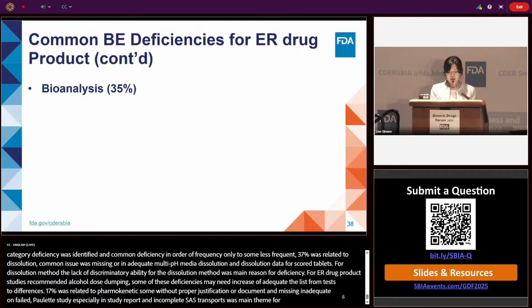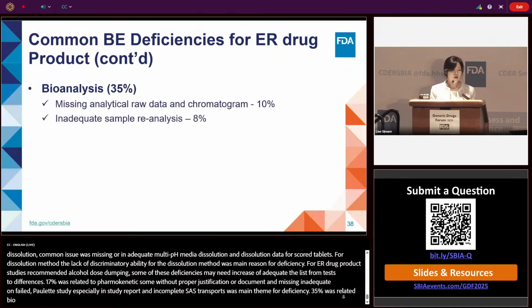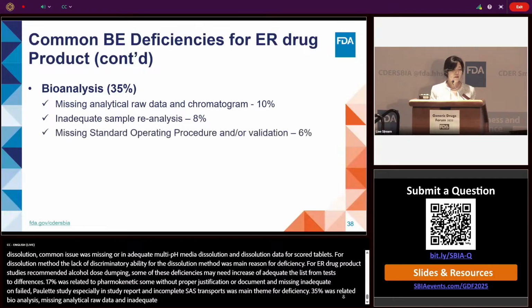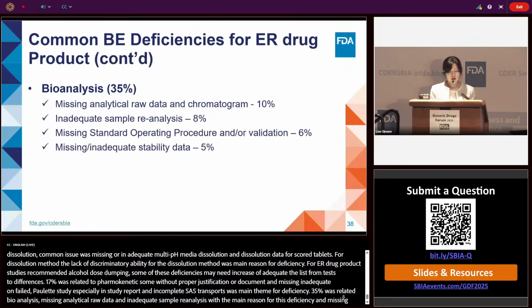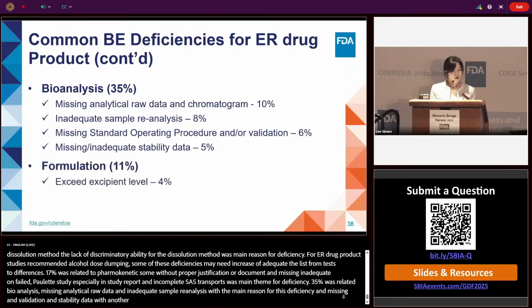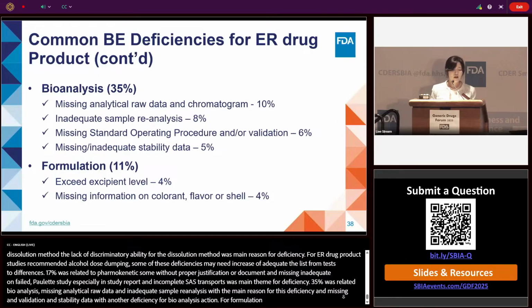35 deficiency were related to the bioanalysis. Missing analytical raw data and chromatogram and inadequate sample reanalysis was the main reason for this deficiency. And missing SOP and validation and also stability data was another deficiency for bioanalysis section. For formulation, exceeded excipient level and missing information on colorant, flavor, and shell was the common deficiency.